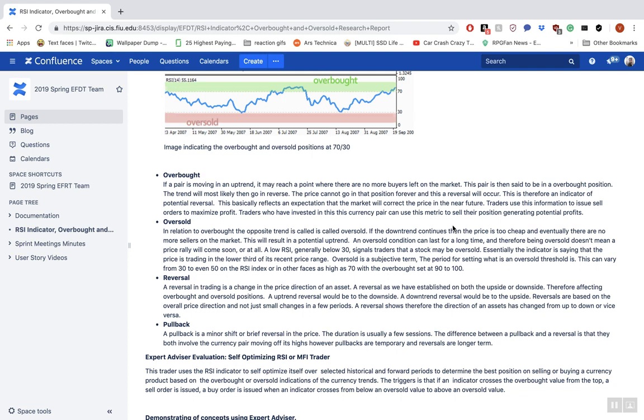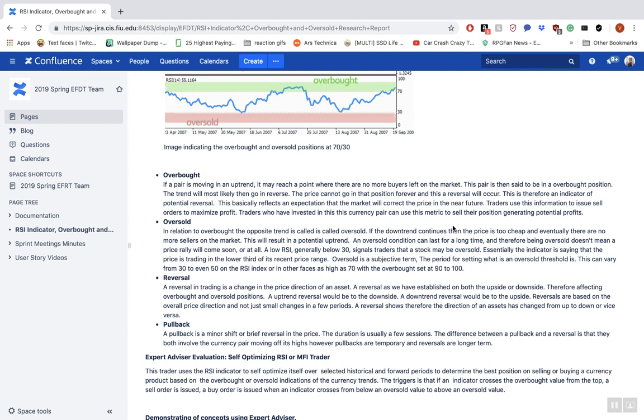Now, a point of contention is that oversold is typically more of a subjective term. I mean, they're both subjective terms, but oversold tends to lean more on the subjective side, since the period for setting what oversold is, the threshold, varies. And we'll see this later on when we look at some results.